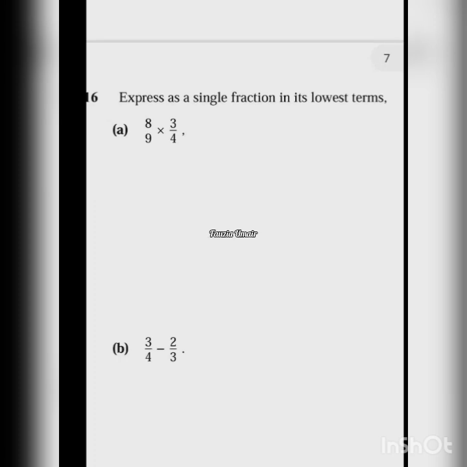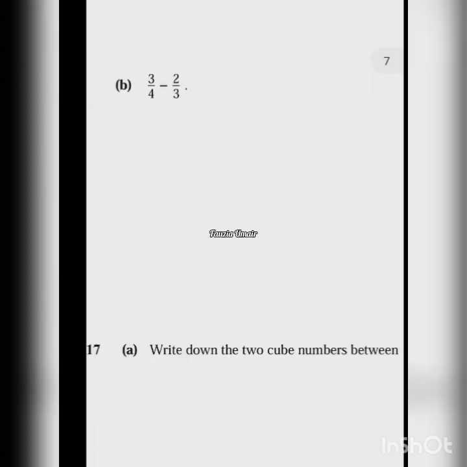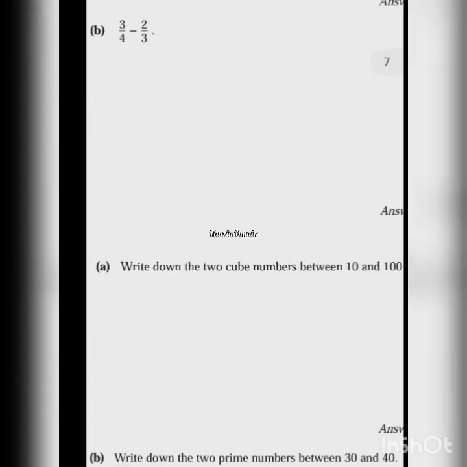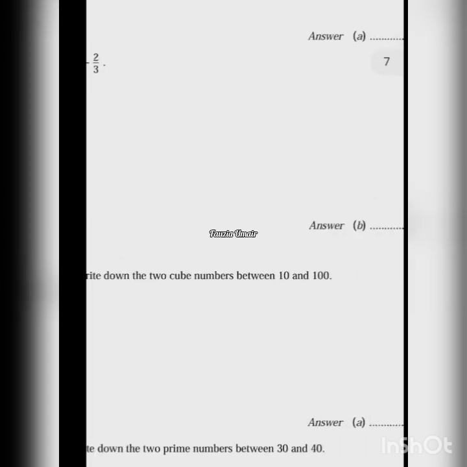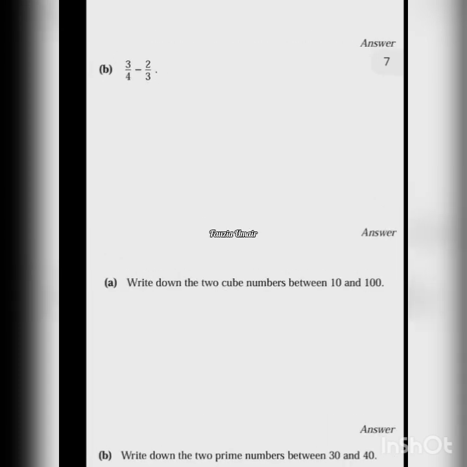These are similar fraction questions. Now comes the next question. It's again a one mark question, very simple and straightforward, if you know the cube numbers. They are asking to write down the two cube numbers between 10 and 100: 27 and 64. Can you tell me a cube number between 10 and 100?